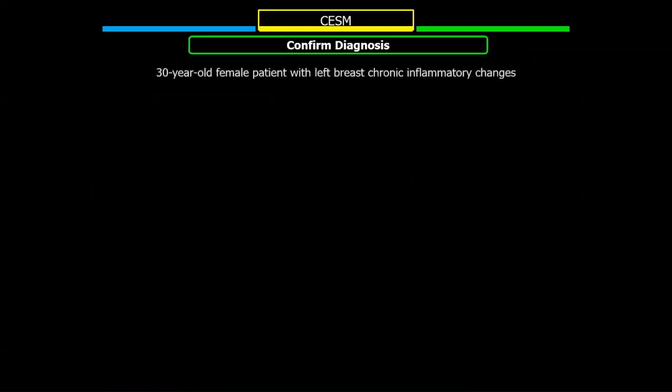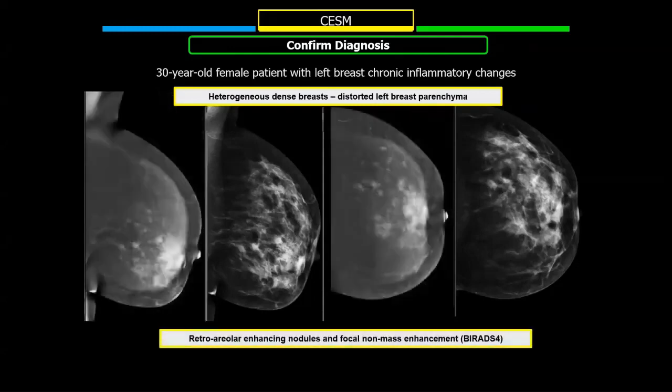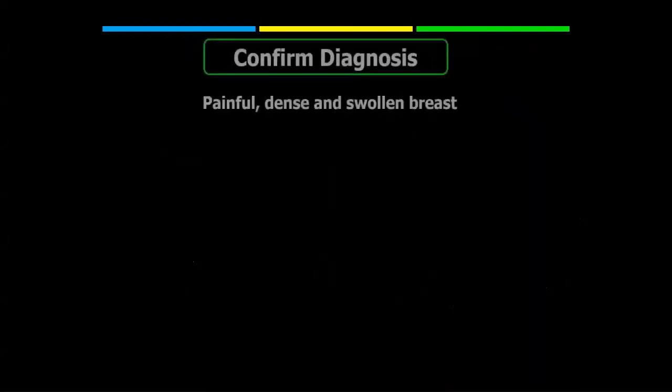The first case is a 30-year-old female patient with left breast chronic inflammatory changes. She had a heterogeneous dense breast parenchyma, and the left breast parenchyma appeared distorted. This was her contrast mammogram, and it revealed retroareolar enhancing nodules and focal non-mass enhancement, and she was assigned a BI-RADS category referring to the appearance of the lesion on the contrast mammogram. Actually, we performed a biopsy, and the biopsy came back with mastitis. The patient was followed up, and the condition completely resolved.